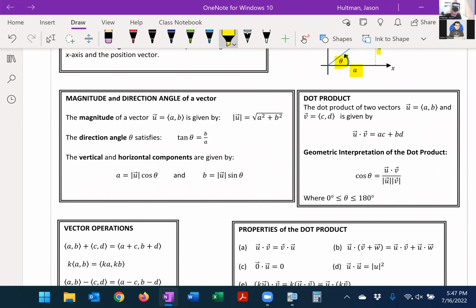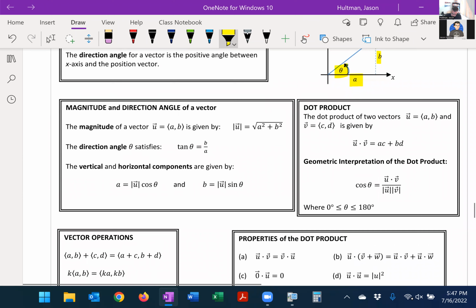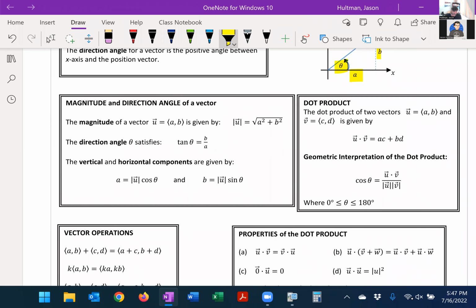The vertical and horizontal components are given by a equals the magnitude of u times the cosine of theta. The cosine is the x component, or the horizontal component. Okay, and b equals the sine. B is equal to the magnitude times sine theta, which is the vertical component.